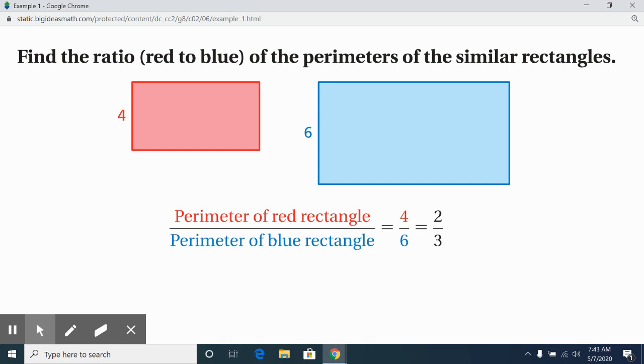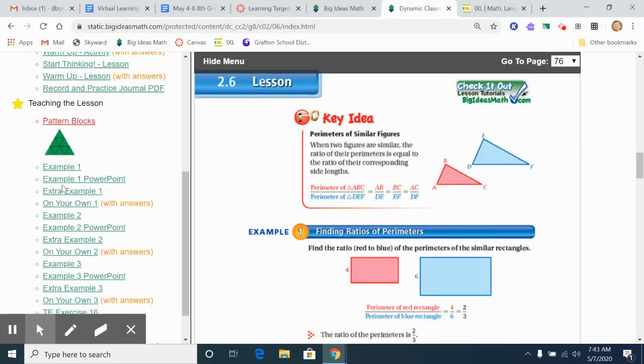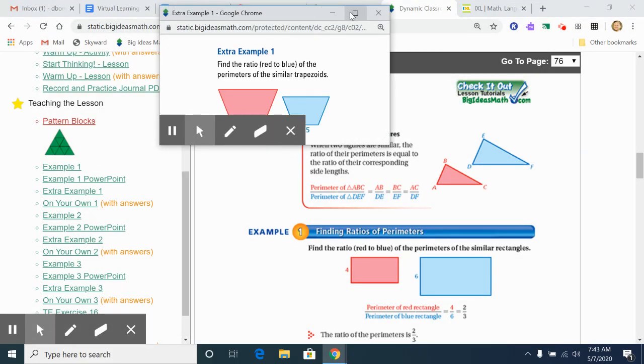They're just saying that the perimeter of the red rectangle over the perimeter of the blue rectangle is equal to the ratio of the corresponding side lengths. So they put 4 over 6 and they simplified to 2/3. Simple as that when we're talking about perimeter.